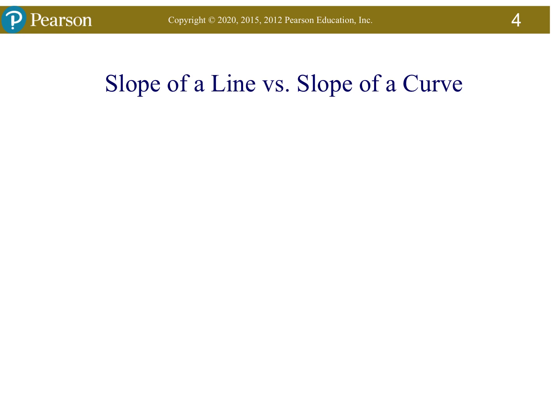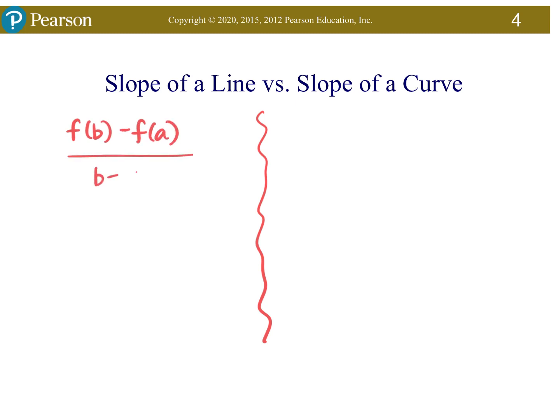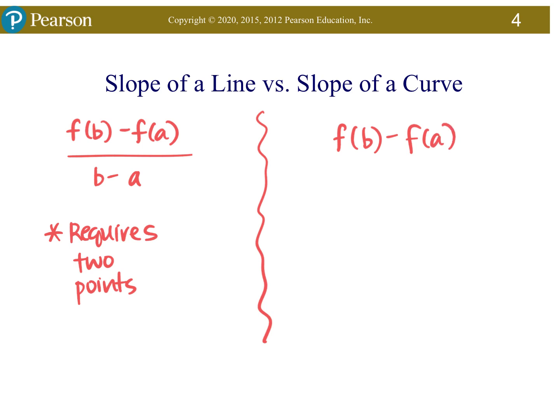All right, so the slope of a line is f of b minus f of a over b minus a, and it requires 2 points. The slope of a curve is also f of b minus f of a over b minus a, but it has a limit in front of it.